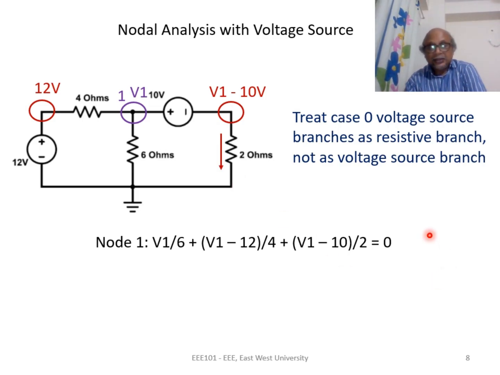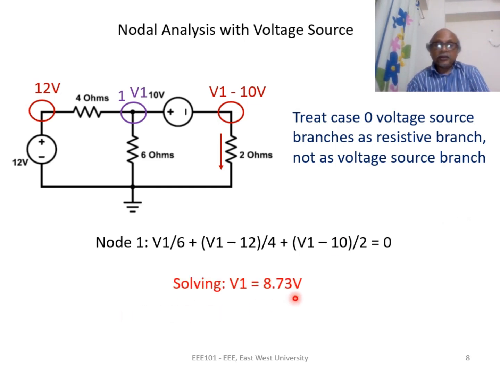You can see that if we had assigned a node voltage to each non-reference node, we would be dealing with 3 unknown node voltages. Now we have only 1 unknown node voltage and 1 equation. If we solve it, then the result is V1 equal to 8.73 volts. It may appear a little bit difficult at the beginning, but if you practice and get used to this concept, it's really very easy.